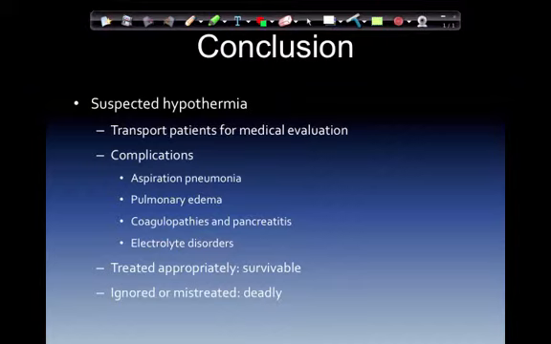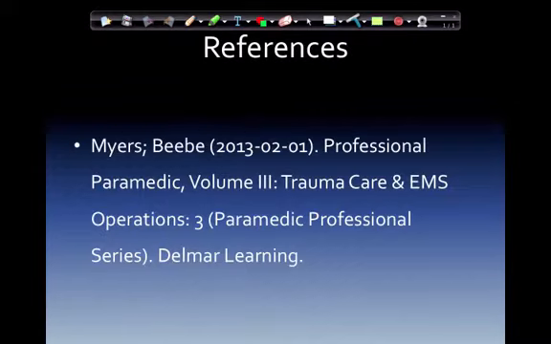In conclusion, for suspected hypothermia, transport the patients for medical evaluation. Complications from hypothermia could be aspiration pneumonia, pulmonary edema, coagulopathies, pancreatitis, and electrolyte disorders. Treat them appropriately, and they have a high survivability. Ignore and mistreat hypothermia, and it is very, very deadly.